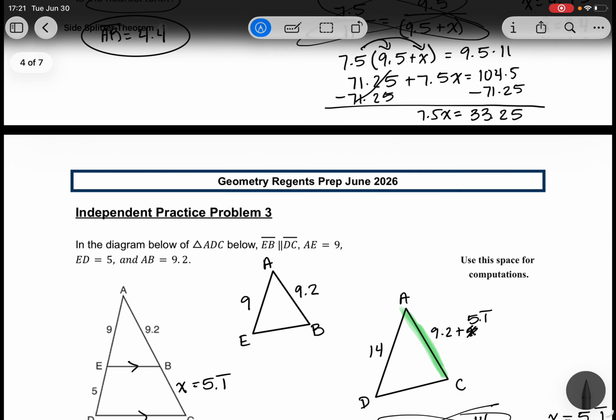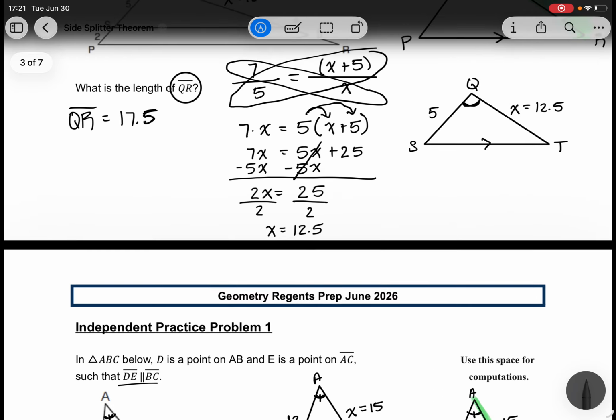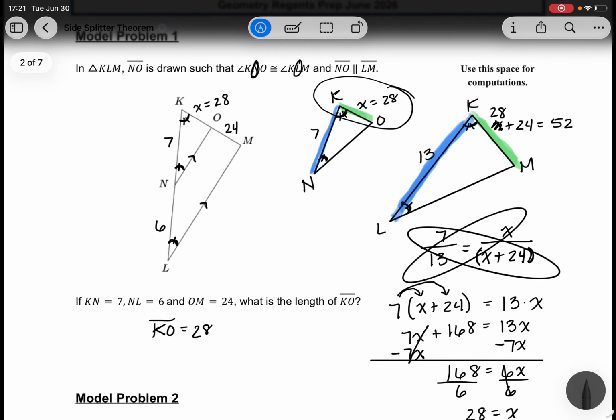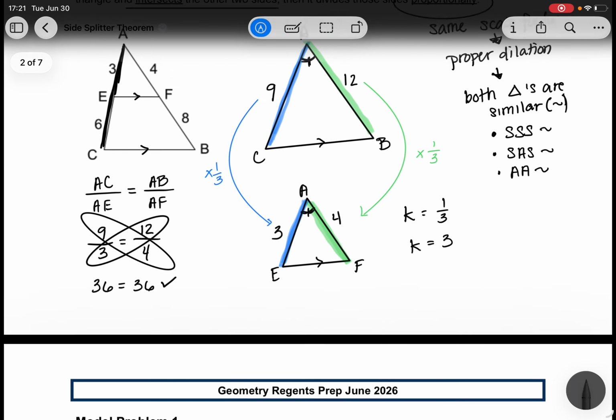But that's all for today. So you guys learned how to do side-splitter theorem, also using previous knowledge from 7th grade with proportions and your scale factors.